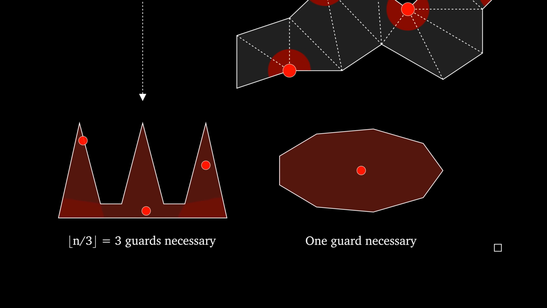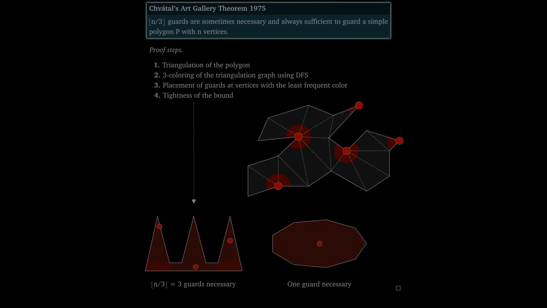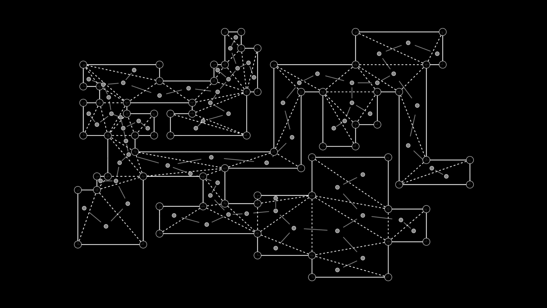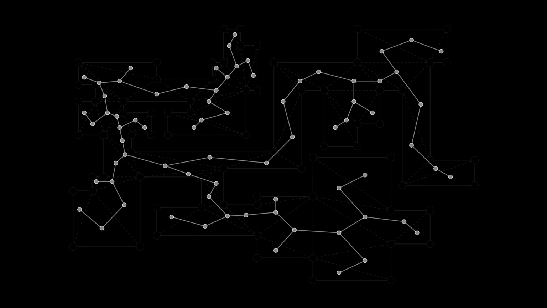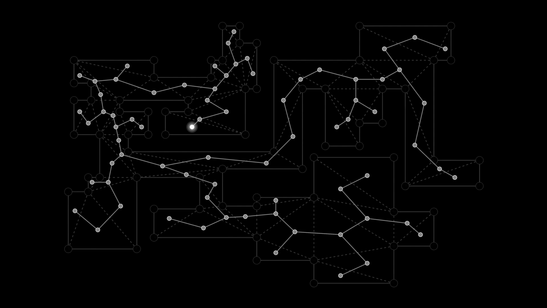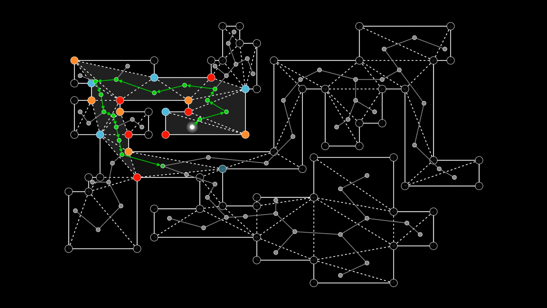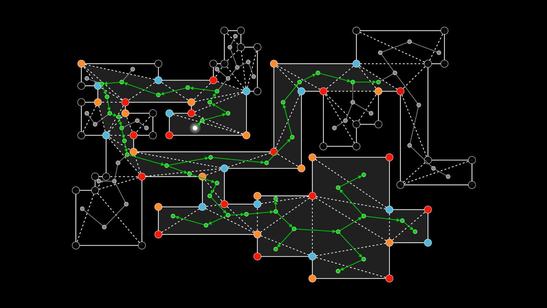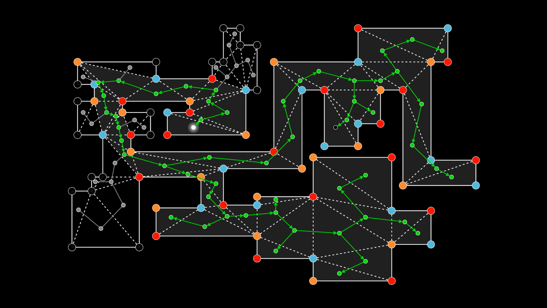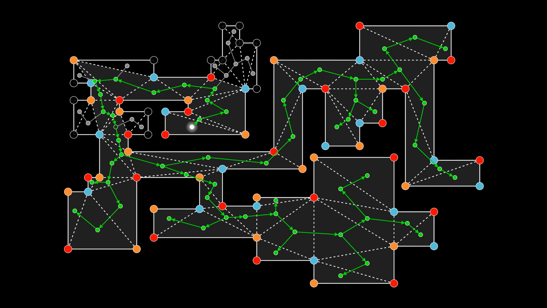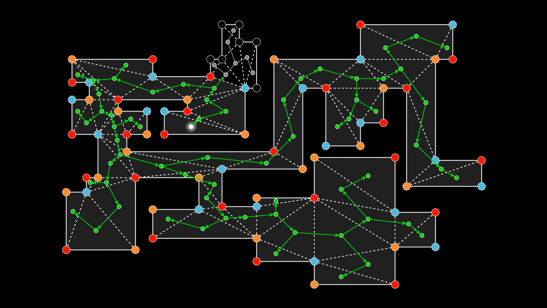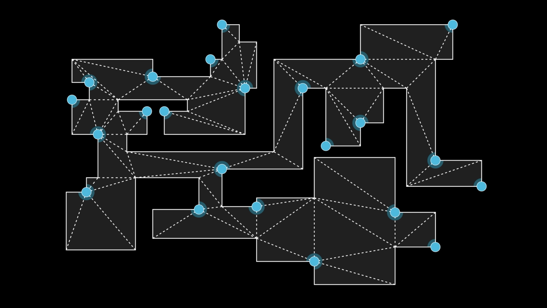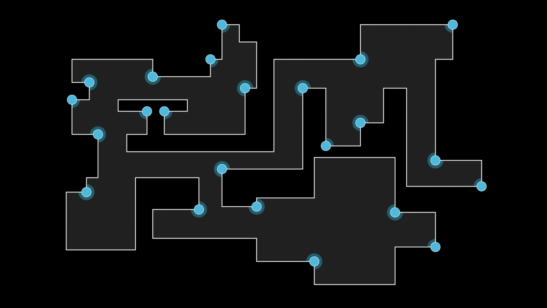Note that with the proof of this theorem, we obtain a very beautiful algorithm that combines computational geometry and graph theory, and which can be applied to any simple polygon. Here, for instance, is the algorithm applied to a simple polygon with 76 vertices. At the end we obtain a guarding of this polygon using 23 guards, even though much fewer guards are actually needed.